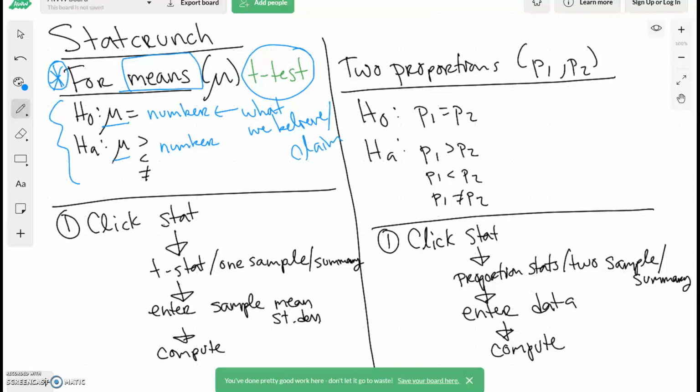If you want to use StatCrunch, we're going to click on Stat. Then you're going to click on T Stat, One Sample, with Summary. Then you're going to enter all your data, the sample mean, the standard deviation, and everything else, and then press Compute. Let me give you an example. Let me go to StatCrunch.